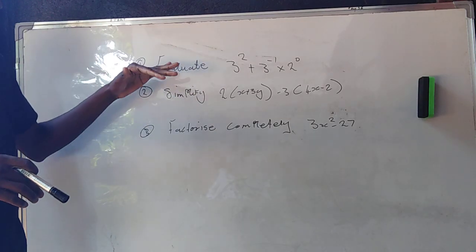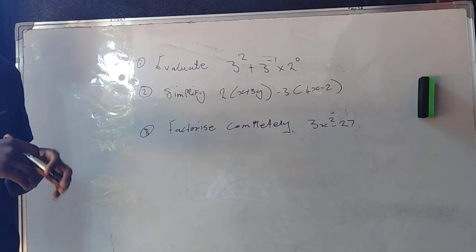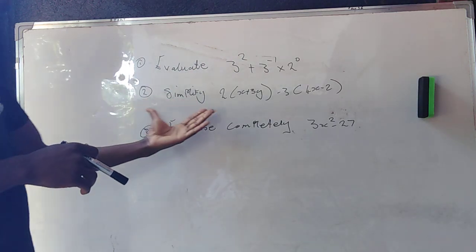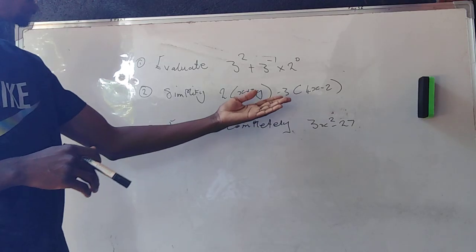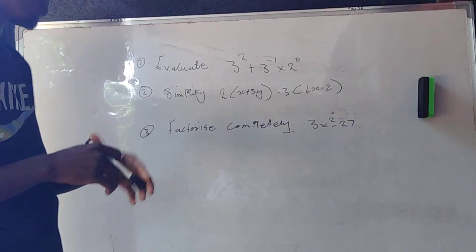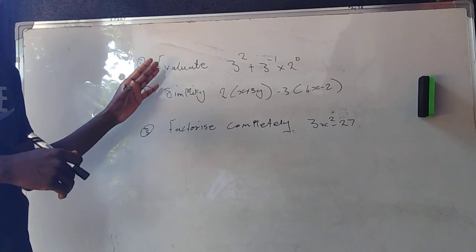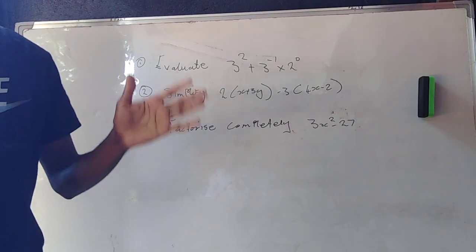Okay, so the first one is saying evaluate 3 squared plus 3 to the power negative 1 multiplied by 2 to the power 0. The second one, simplify 2x open bracket x plus 3y close negative 3 open 4x minus 2. The third one is factorize completely. So these are the 3 questions that we are going to look at. Let's get started into the real business.